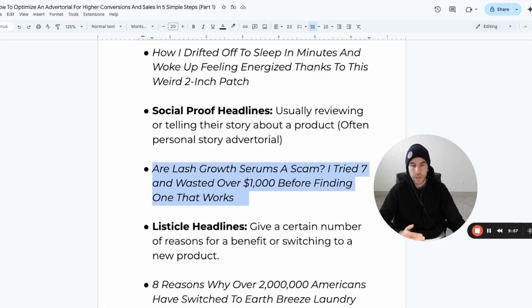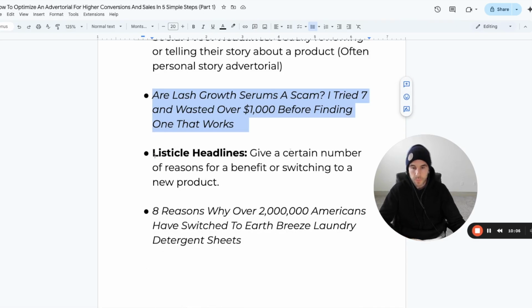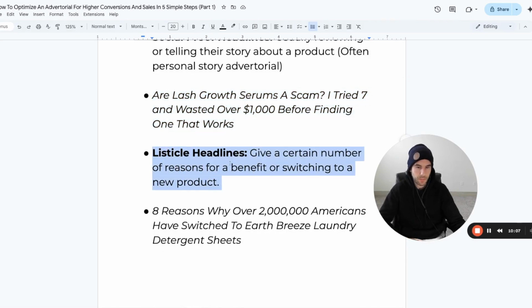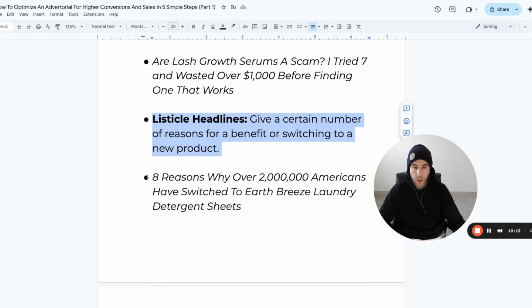So anybody who is interested in lash growth serums or already believes they're kind of a scam is going to be interested to read that. We have listicle headlines. These are really pretty simple. You're going to give a certain number of reasons for a benefit or for switching to a new product. 8 reasons why over 2 million Americans have switched to Earth Breeze laundry detergent sheets.